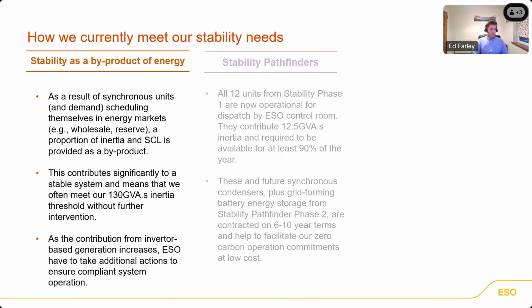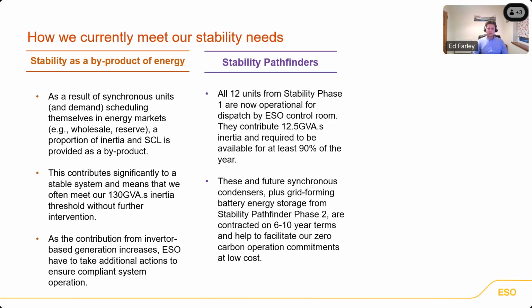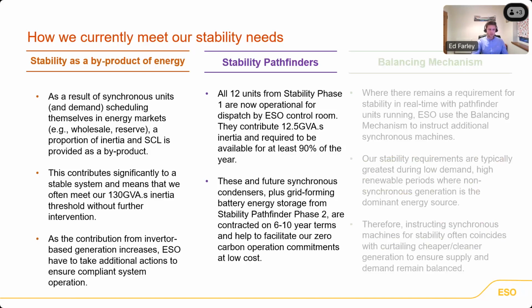The next one is something we'll come on to talk about in a little while, which is Stability Pathfinders. And as Charlie mentioned in the introduction, these are our new long-term contracts that we've procured in the last few years. We've done 3 phases, which I'll come on to talk about, and procured a total of around 36 GVA seconds of inertia and also significant volumes of short circuit level.